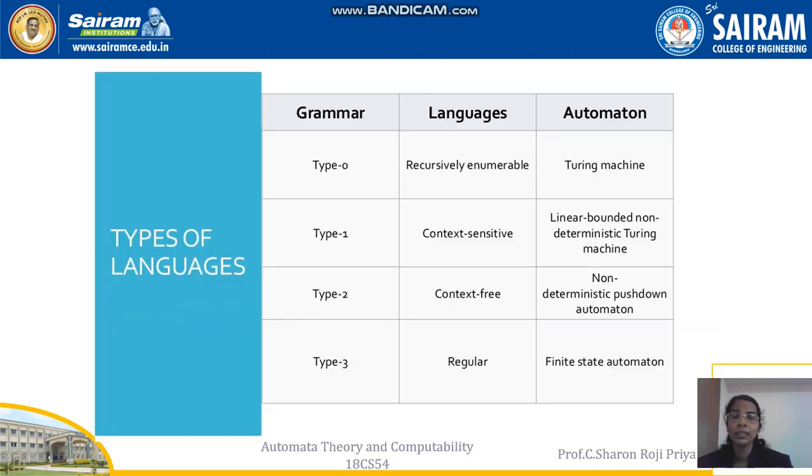As I said, I'll be creating models. So these are some models: finite automata, pushdown automata, linear bounded automata, Turing machine. Using these models, I can solve a problem in the field of computer science. So all these models will be studied in this subject. Throughout this subject, we'll be learning about these models only.